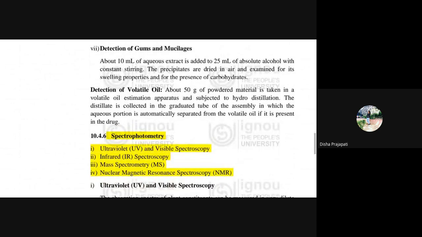Now, what is spectrophotometry? Spectrophotometry can be of four types: ultraviolet and visible spectroscopy, infrared spectroscopy, mass spectrometry, and nuclear magnetic resonance spectroscopy.